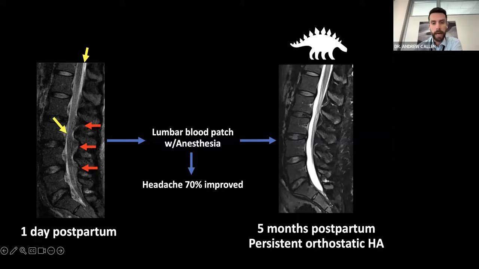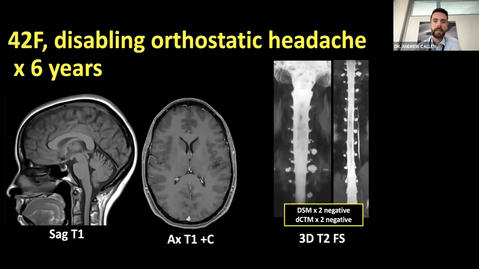Had a bedside lumbar blood patch with anesthesia, 70% improvement in her headache, but came to see me 5 months later with an MRI that was read as negative. But I'd argue that it's not negative. We still have this lumbar epidural edema, which was present in the acute setting and is still there in the chronic setting. We patched her repeatedly and she had improvement of her symptoms after this, but it's just important to remember that the imaging is not always negative in these patients.